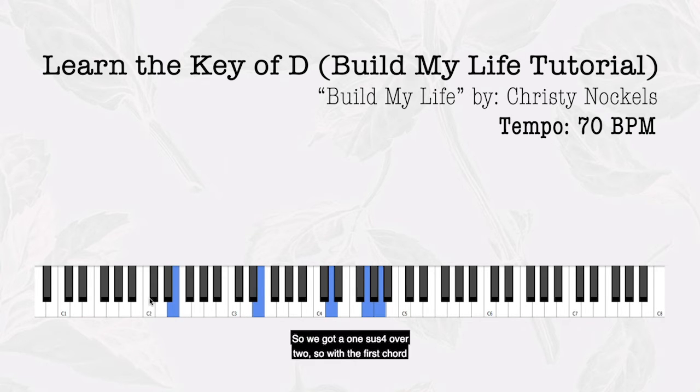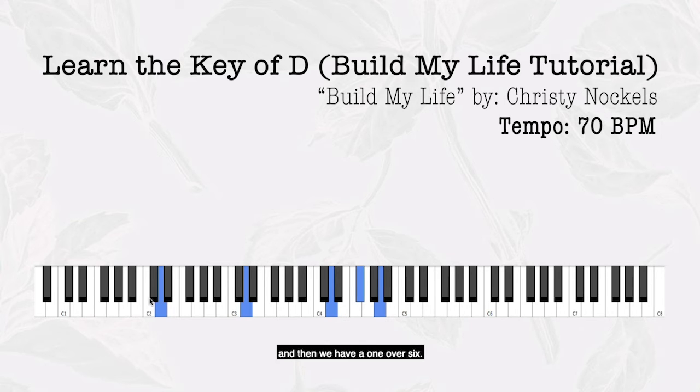All right, so we got a 1sus4 over 2. The first chord we have is a 1/4, and we hold that for 4 counts, and then we have a 1sus4 over 2. And then we have just a regular 1 chord in both hands. So 1 chord in the right hand, that's easy. Left hand octaves on the 1 for 4 counts.